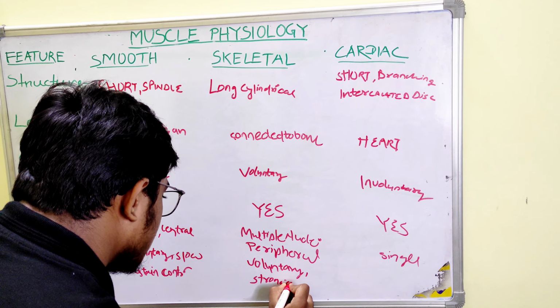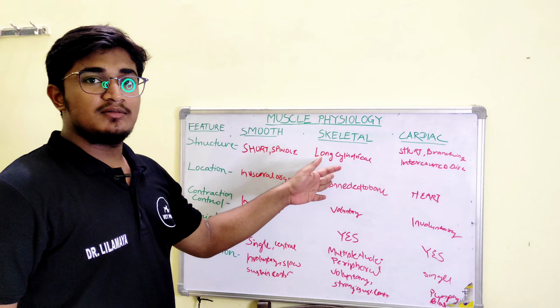The nucleus in skeletal muscle is multiple nuclei, and it is the voluntary one. The others are also involuntary.